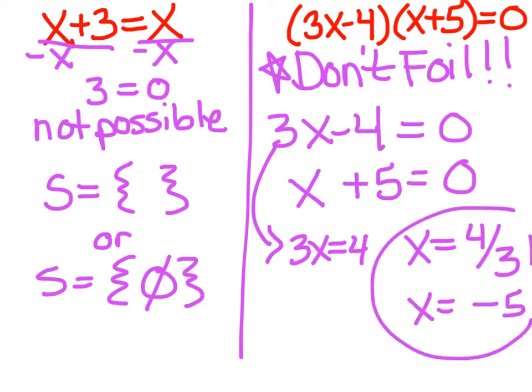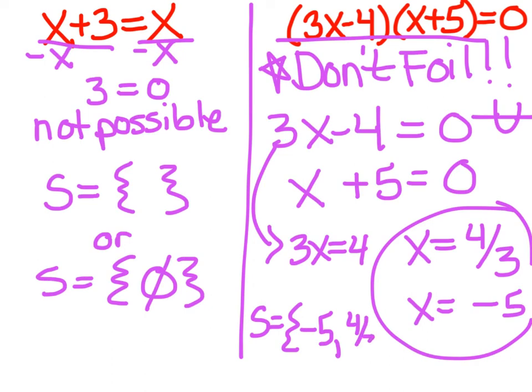So you have two answers. There are two different things that you can plug in for x into this and get 0. Think about the graph. That's a parabola, and it's going to cross the x-axis twice. Once at negative 5, write it in our solution set, and once at 4/3. And it's customary to write them from least to greatest in your solution set.